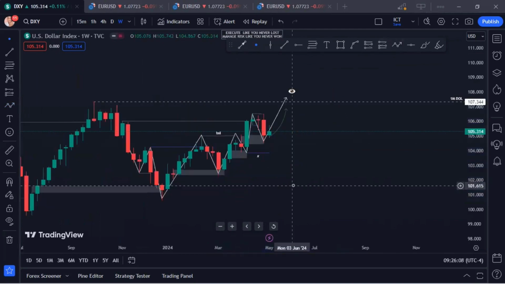You see, very simple. Price moves majorly based on liquidity, from internal liquidity to external liquidity and vice versa. And whenever you start your analysis, you ask yourself, where is price coming from? For you to answer that question, you determine the recent swing point price has taken.